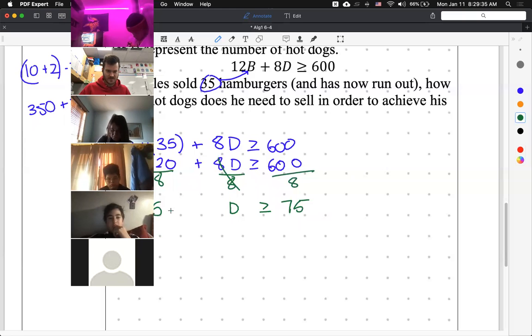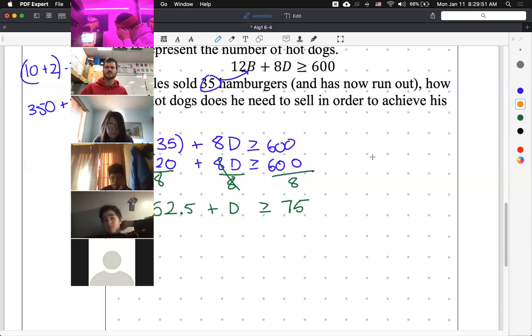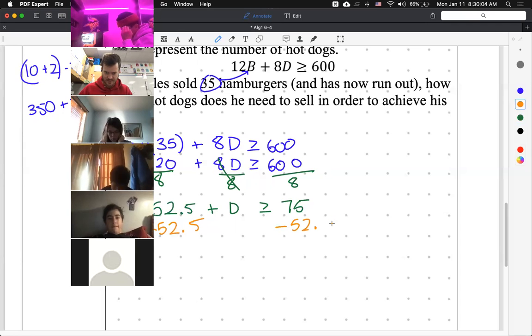So 52.5. All right, we're almost there. Last up, Haiti, please help us. Right now, D is being added to 52.5. How do I undo that? I subtract. So if I subtract 52.5 from both sides, that was a terrible 5. Let me rewrite that. And then our D is isolated.